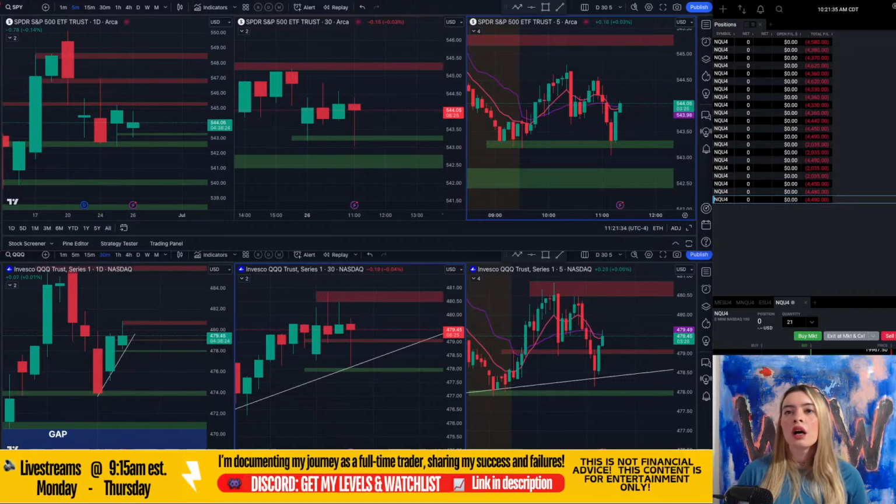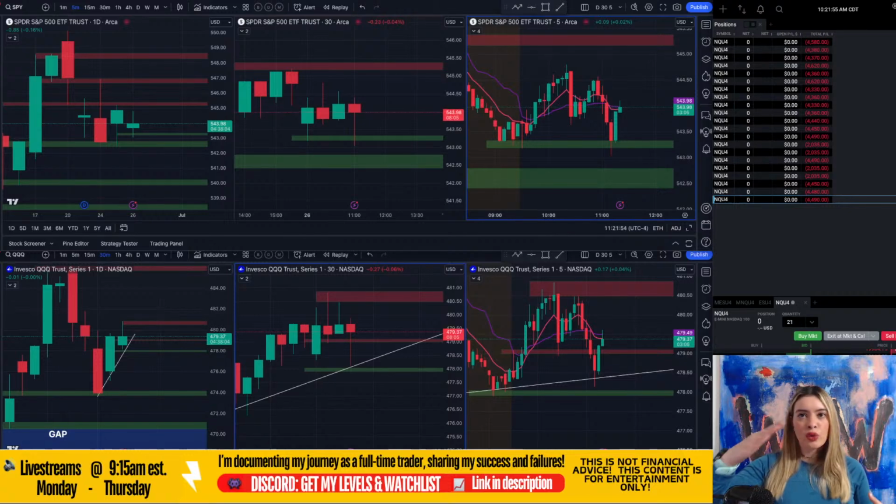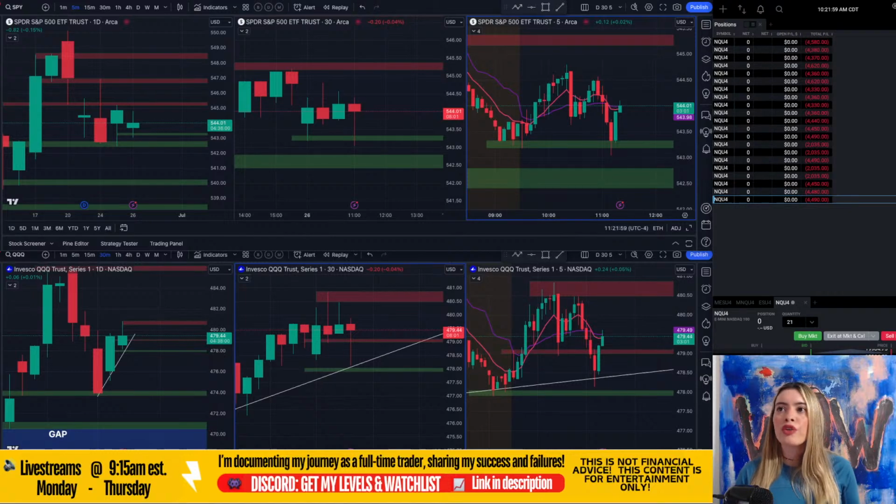NVIDIA. Meta, be careful with 514. That's the level we want to see. Right now it's acting as resistance. So if we want to play Meta to the upside, we need to wait until it breaks 514. For me, I think Meta needs to break 514 on the daily. I want to see a daily candle above 514, and then I could wait for maybe the next day for a retest around that level and play the upside.